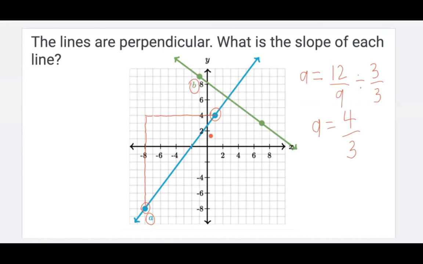Looking at our previous example, we could see that our slopes had opposite signs, and they also were the reciprocals of one another. So what I'm predicting is that line B's slope will be -3/4. Let's see if that's true.